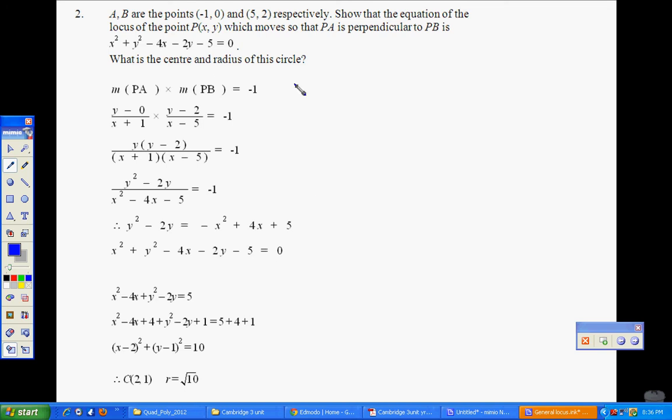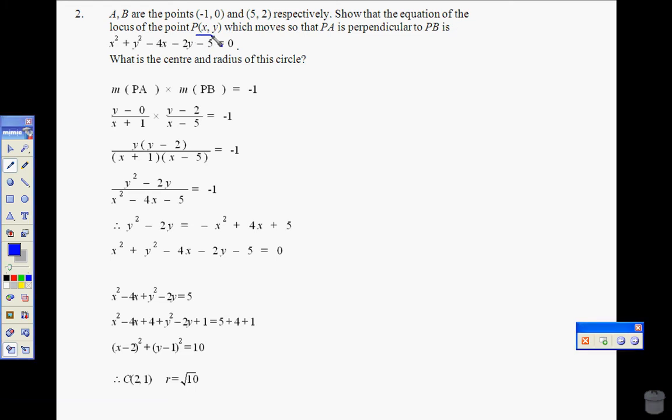In our next question, we have 2 points again, the same 2 points: A(-1, 0) and B(5, 2). What we want to do now is show the equation of the locus of the point P(x, y). So again, if P is going to move around, what's the equation of the locus? But the rule this time is that PA is perpendicular to PB.